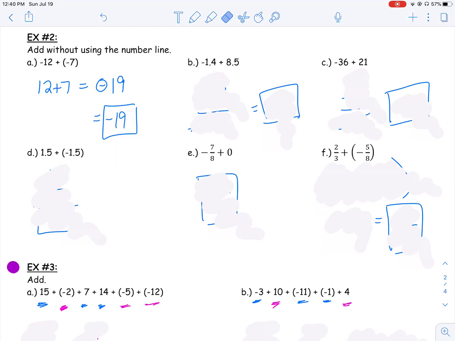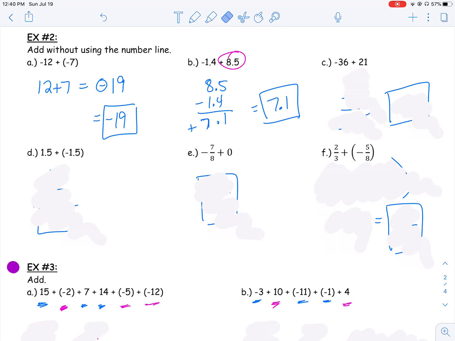Look at B. I have a -1.4 plus an 8.5. One's negative, one's positive. Since they're opposite, we're going to take the larger number, 8.5, and subtract the smaller number, 1.4. I ended up getting 7.1. And since the bigger number was positive, my answer is going to be positive. So positive 7.1 would be my answer on that one.